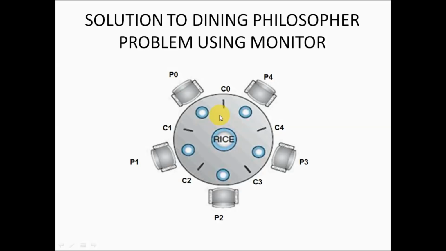One more important thing: if a philosopher wants to eat, the philosopher should use the adjacent chopsticks. That means if P0 wants to eat, P0 should use the C0 chopstick and the C1 chopstick. If philosopher P1 wants to eat, it should use the C1 chopstick and the C2 chopstick. So a philosopher should use 2 chopsticks to eat the rice. Getting, guys? So this is the scenario. And one more thing, a philosopher will do 2 tasks.